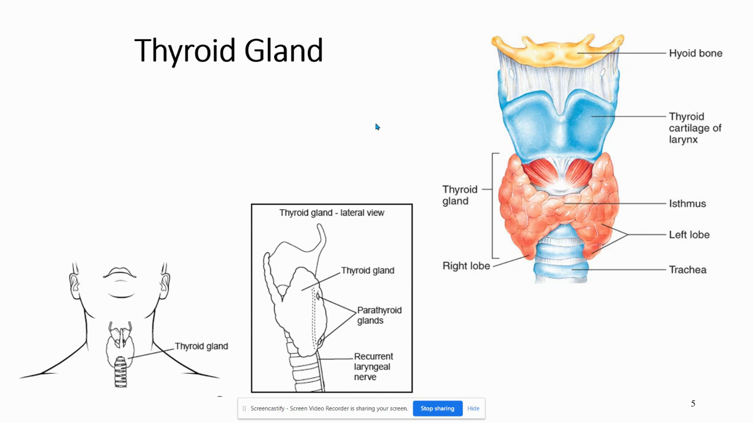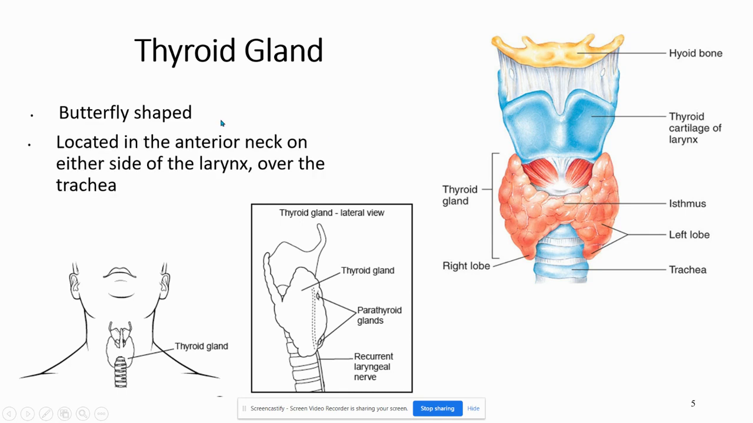I have never seen a nursing or an anatomy test that does not ask a question about the butterfly shaped structure that is at the front of the neck. Anterior means towards the front, so it's on the front of the neck. It is on either side of the larynx. Remember, the larynx is your voice box. So this is your voice box right here, and the thyroid wraps around it. And then it goes over the trachea. The voice box continues down to be the trachea. So it's kind of where the voice box meets the trachea at the front of the neck, and it is butterfly shaped.